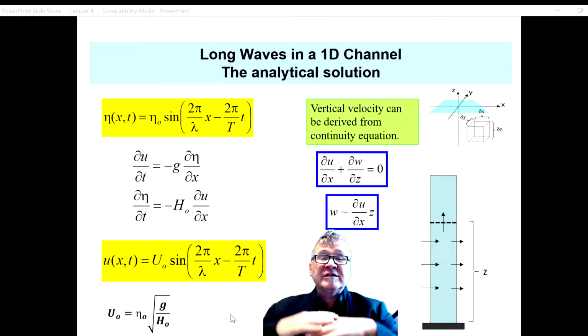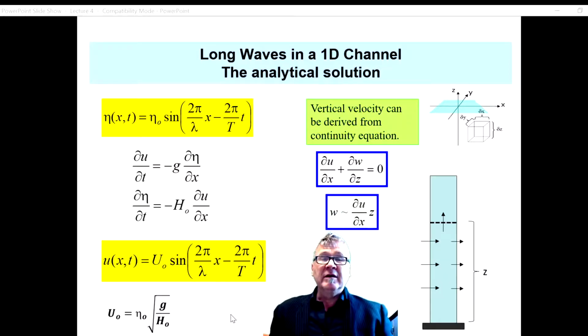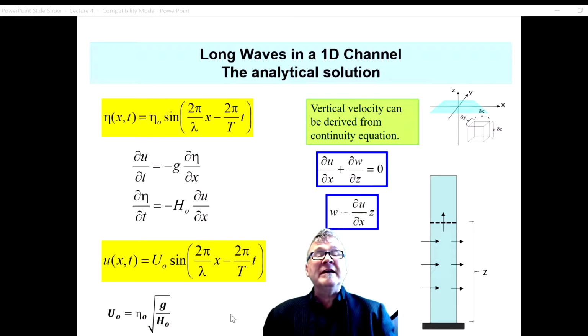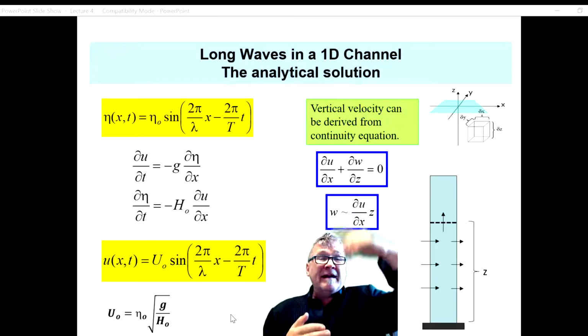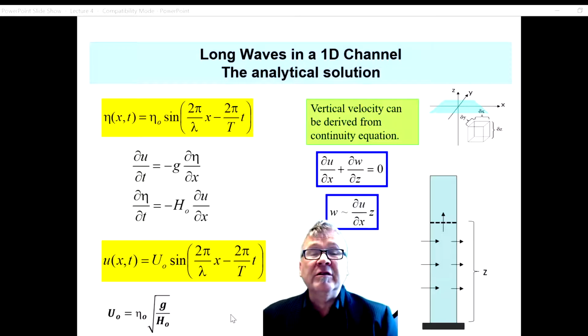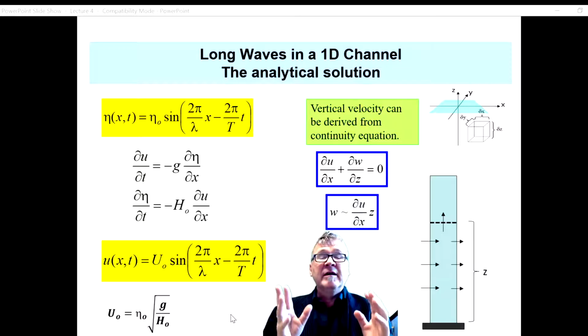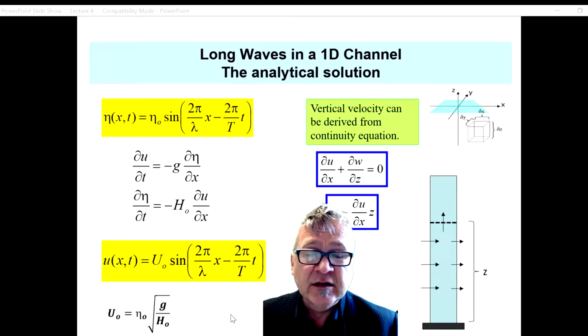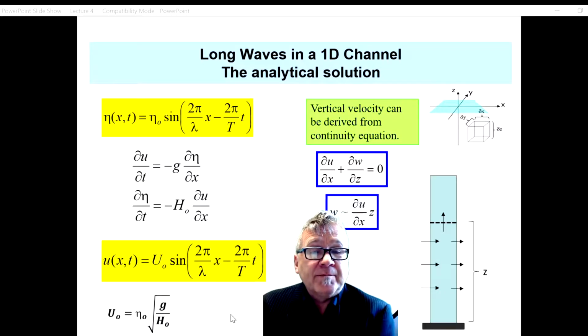Because you have a solid seafloor at the bottom, the vertical velocity has to be 0 at the bottom, and accordingly, because you have a constant depth, constant horizontal flow fields, the vertical velocity increases linearly with height. And this is sort of shown on this. So you can work that out.